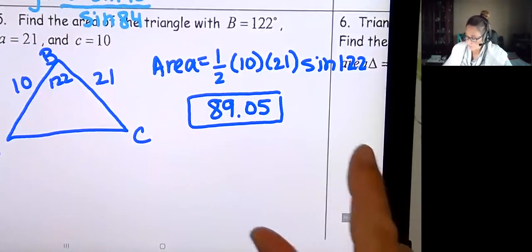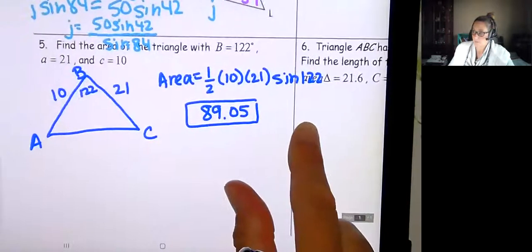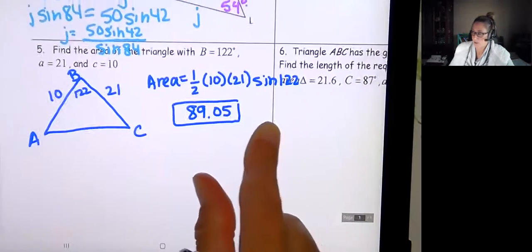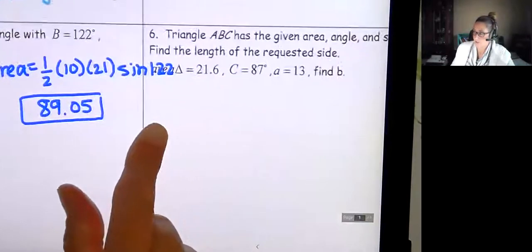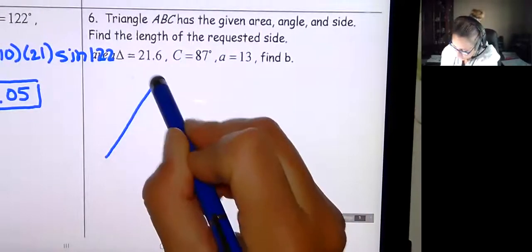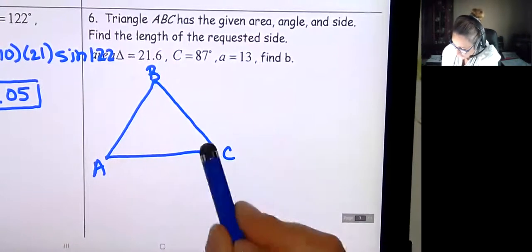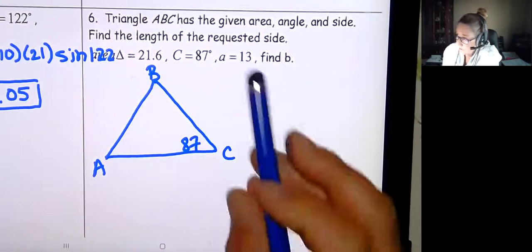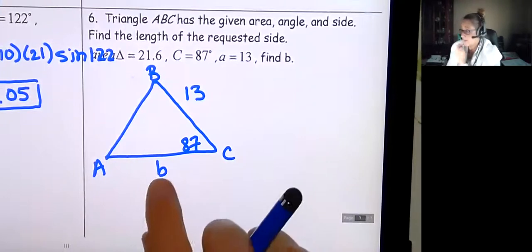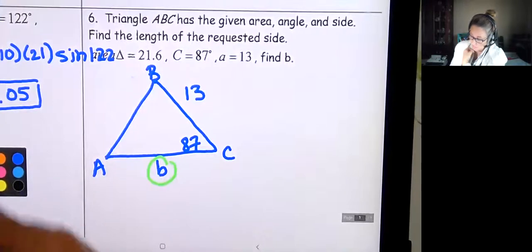Number 6 is similar, but the difference is this time I know the area, okay? And I need to find either a missing side or angle, okay? In this case, it looks like a missing side. So if I just sketch a picture real quick, A, B, C, I know this is 87 degrees. I know that this is 13. This is going to be the one I want to find. I'm just going to kind of circle it. That's what I'm going to find.